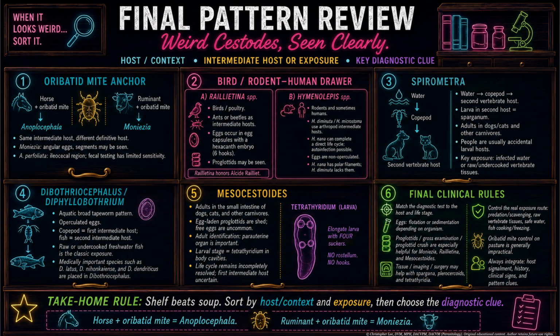Then choose the diagnostic clue that matches the host and life stage: eggs, proglottids, or tissue. Finally, control the exposure route that actually keeps the cycle moving. Organize the biology first, so each species name has a host, a life cycle bridge, and a diagnostic story to attach to. Shelf beats soup, patterns beat panic.